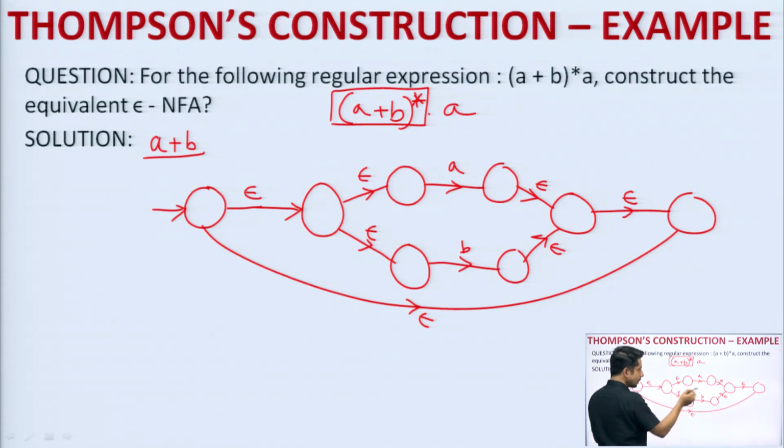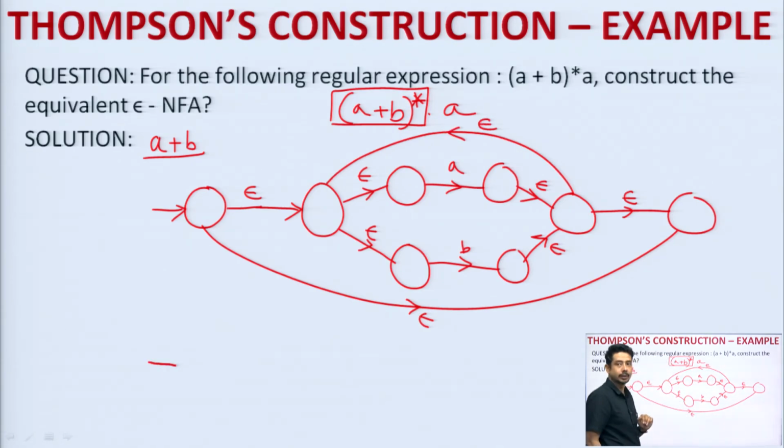And if you remember, this is a single a. So, therefore, this will also get a backtrack epsilon transition. Got it? This will take a backtrack epsilon transition. Now, this is the diagram which is showing a plus b whole to the power Kleene closure. Got it? The only remaining part is what?